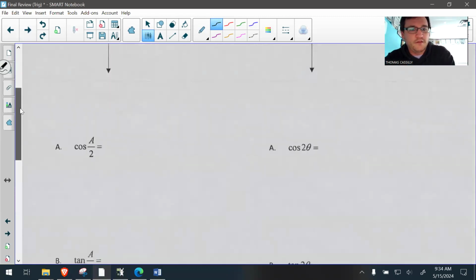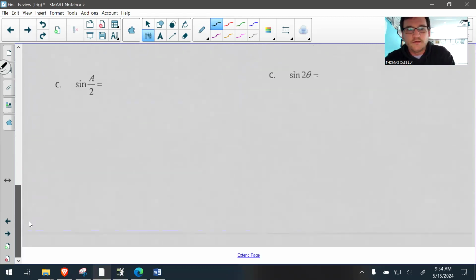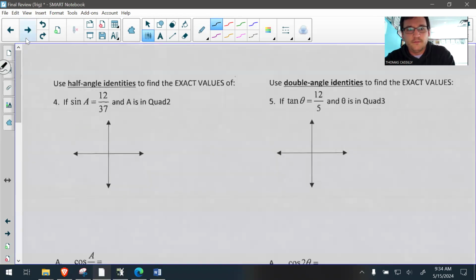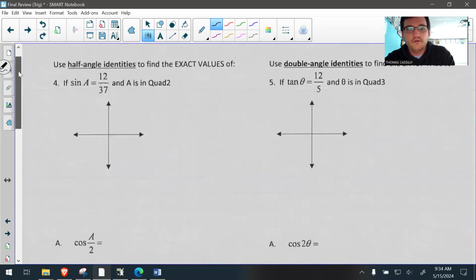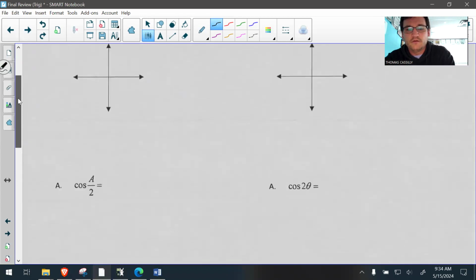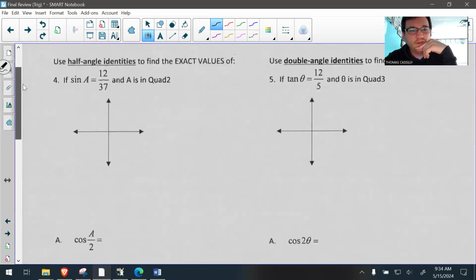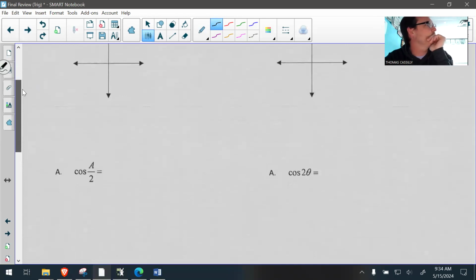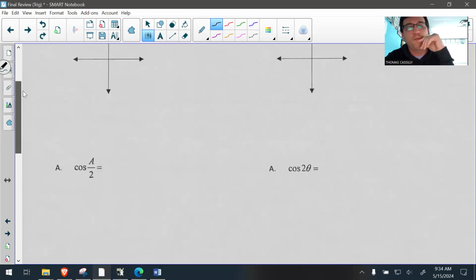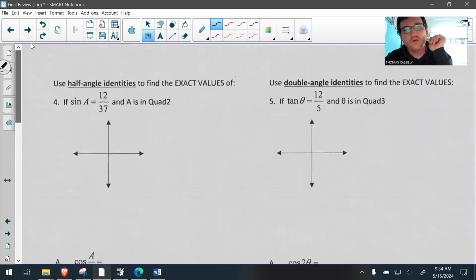I have 20 more minutes. Do I want to do this? Half angles. What they want us to do here? Find the exact values. Those half angles do get a little messy. The double angles get a little messy. So I'm going to end this video here. We're going to do this one later.